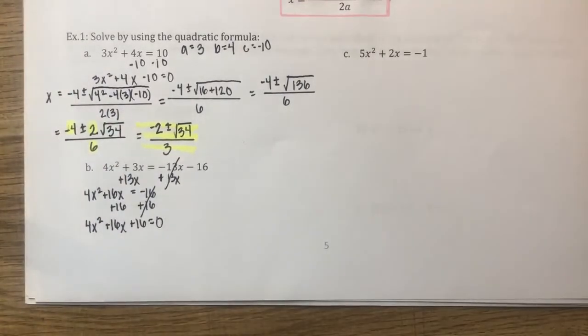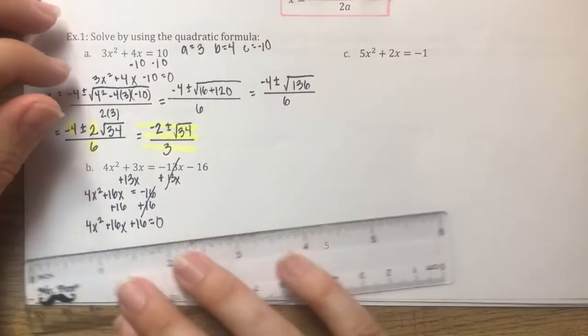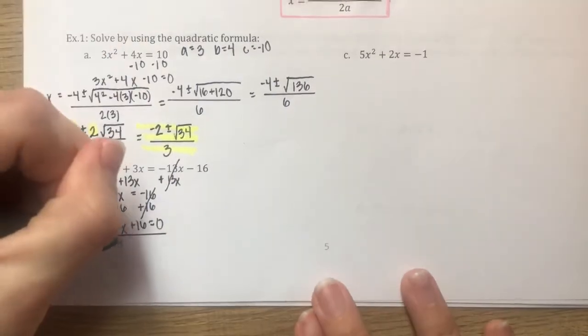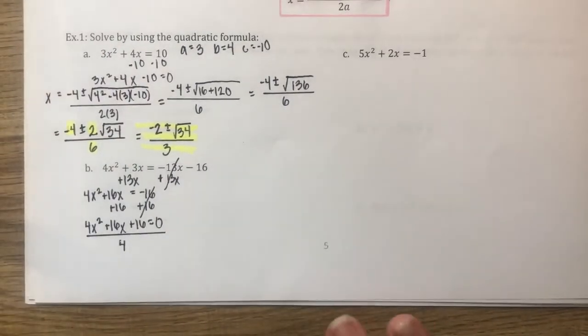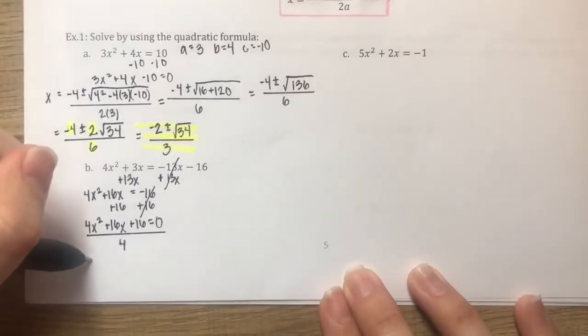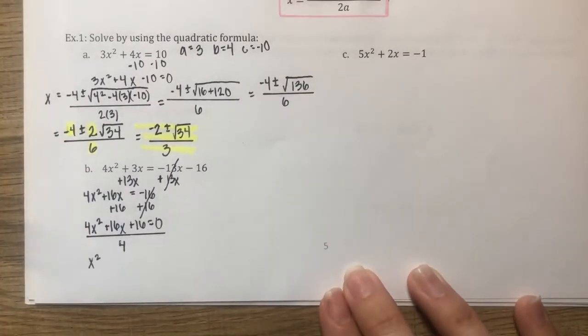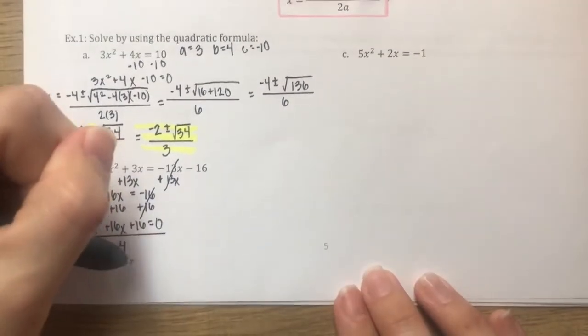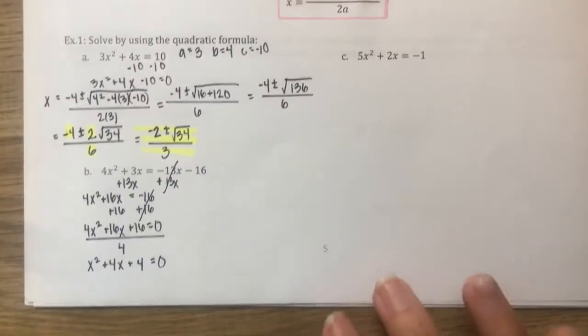And then from there, if you have a common factor that you can divide out, it makes it easier if you do that. So all of these are divisible by 4, so I can either factor out the 4 or I can just divide it out since it's an equation. So everything is divisible by 4, so I'm going to divide it out. As long as you divide the entire equation by 4, you're not actually changing the value of it. So 4x squared divided by 4 is x squared, and then 16x divided by 4 is 4x, and then 16 divided by 4 is 4 equals 0.